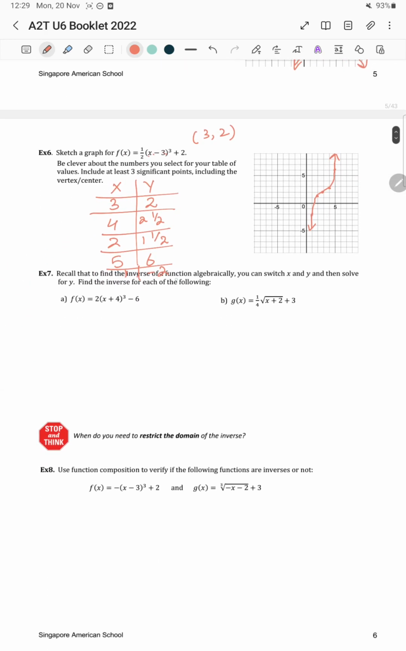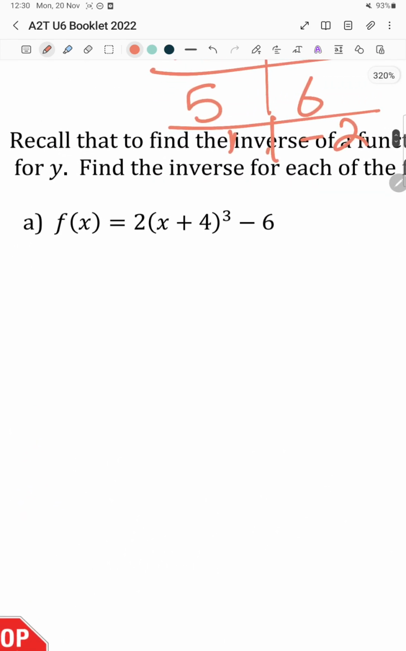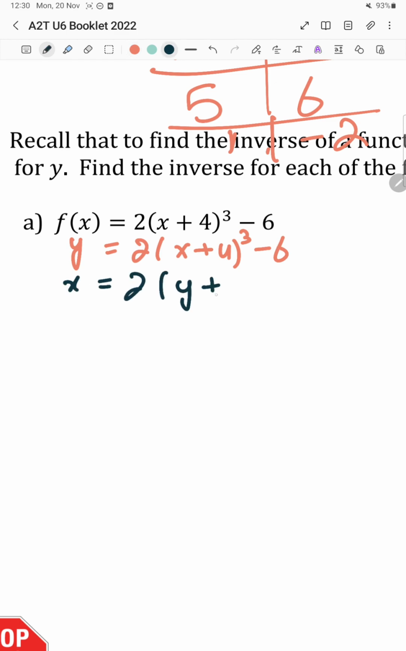Recall that to find the inverse of a function algebraically, you need to switch x and y and then solve for y. Find the inverse of this function. First of all we will write y is equal to (2x plus 4) whole cube minus 6. Now we are going to switch x and y. Now we are going to solve for y.